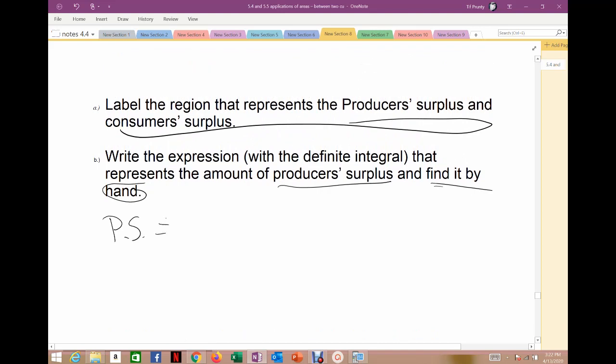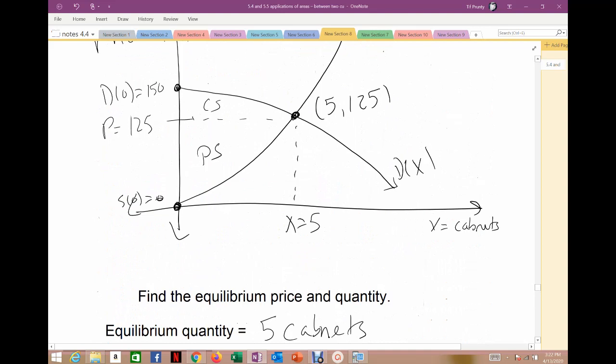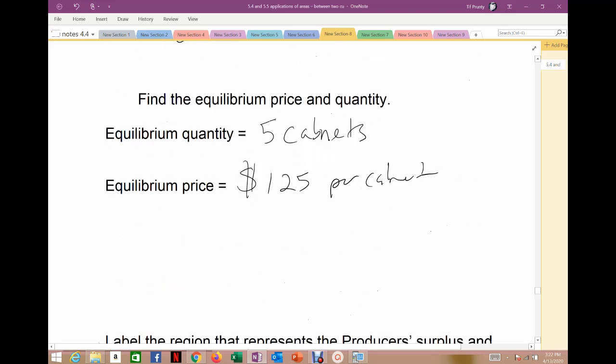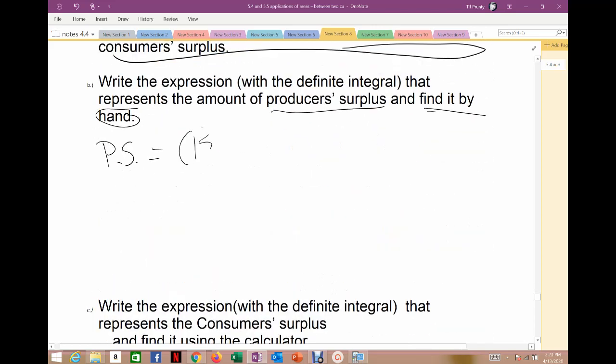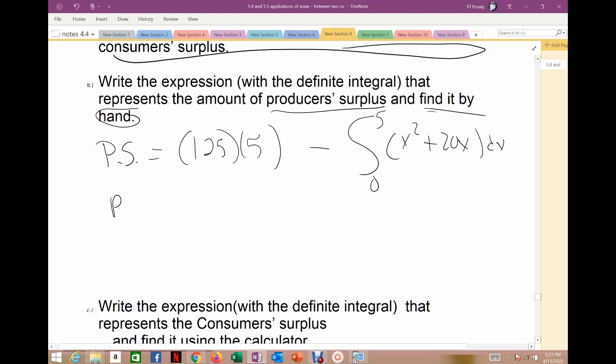Well, remember, the producer surplus is the revenue, my big area, right, the box. If this is the producer surplus, the big area is the box, so price of 125 times a quantity of 5. Alright, so 125, the revenue generated, minus the area under the supply curve from 0 to 5, right? The supply curve was x squared plus 20x. Alright, and now we solve it by hand.